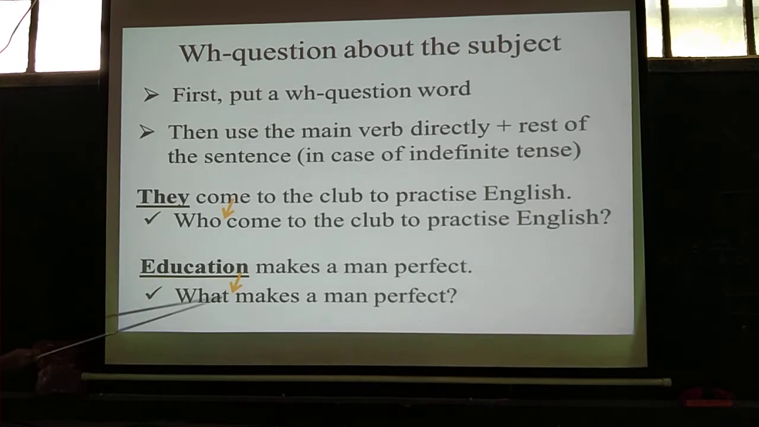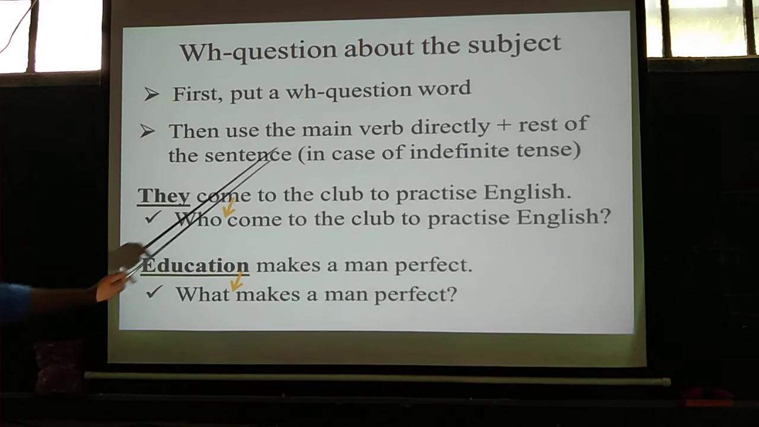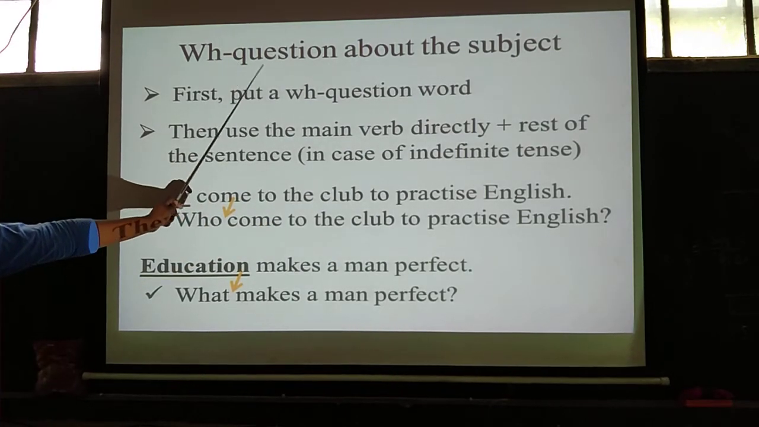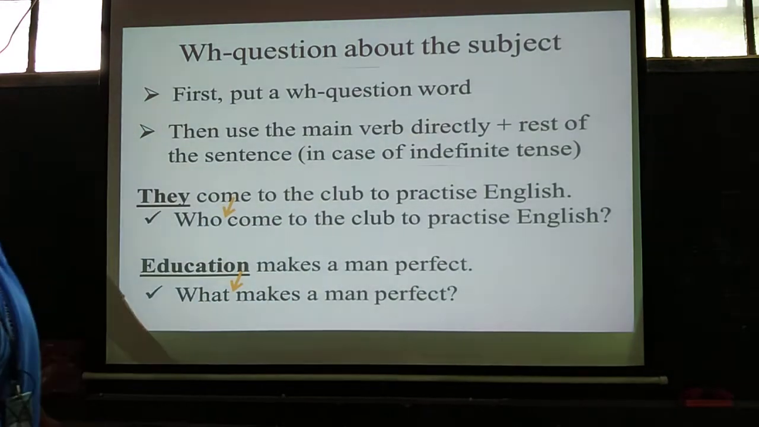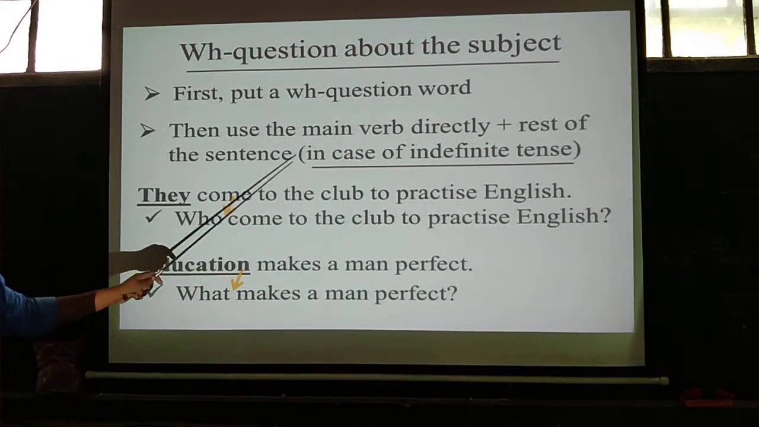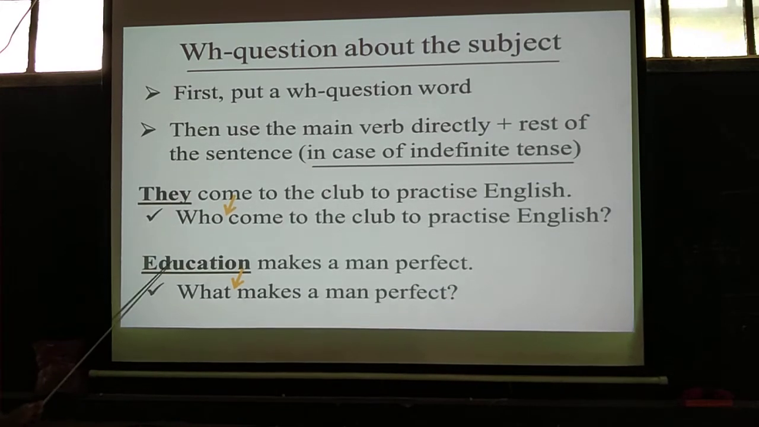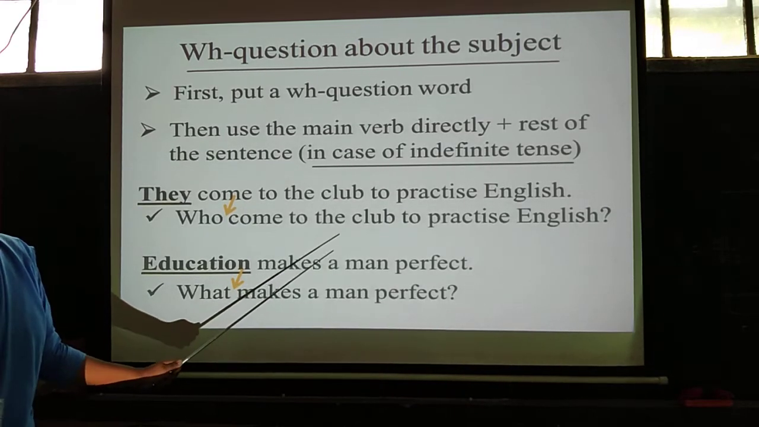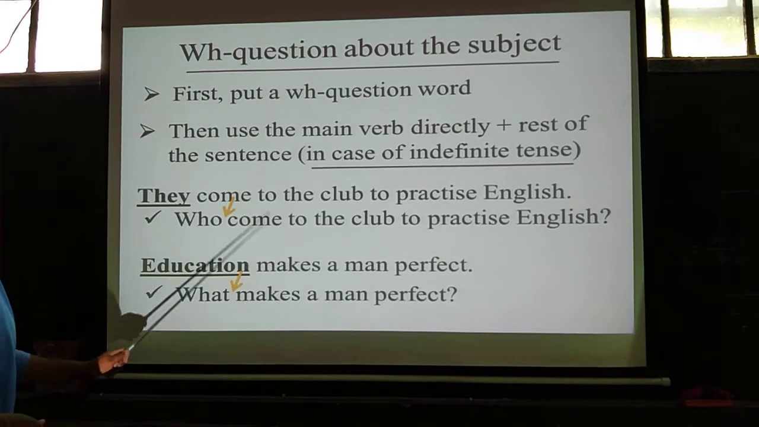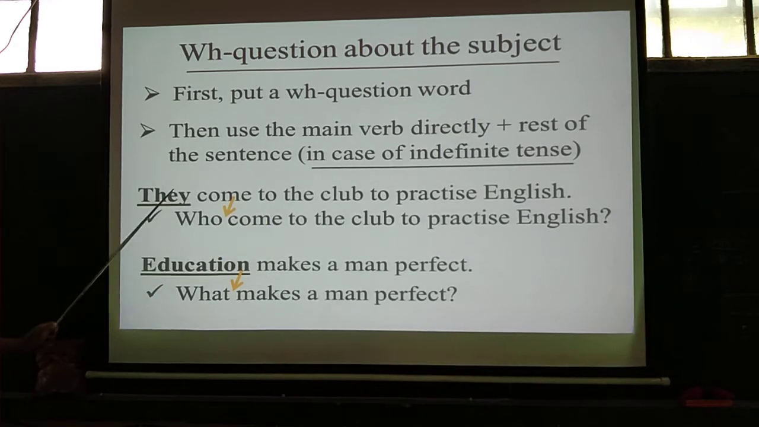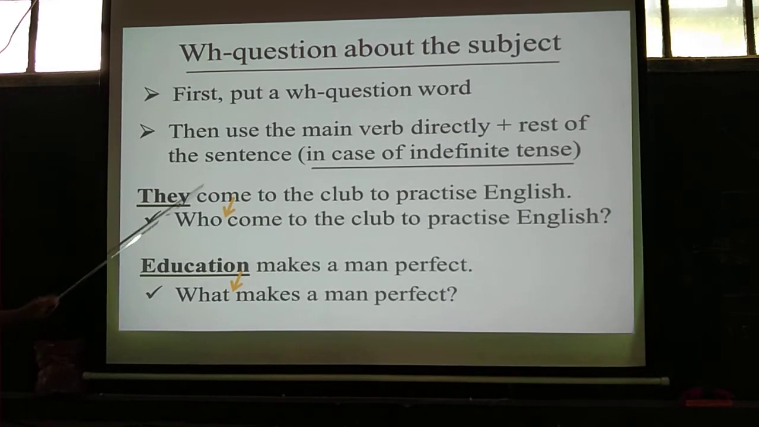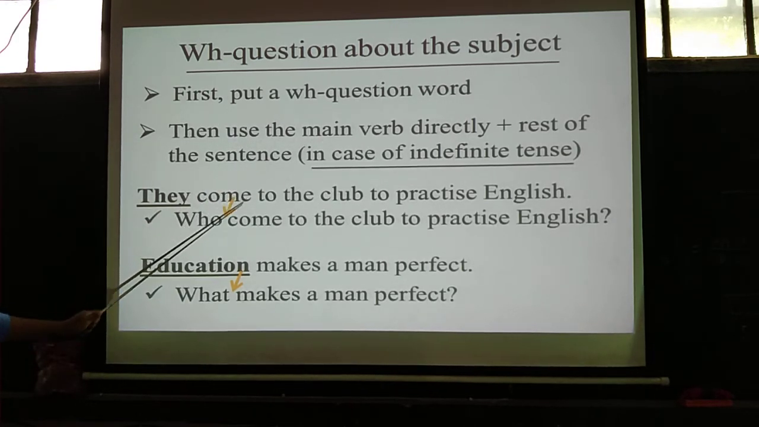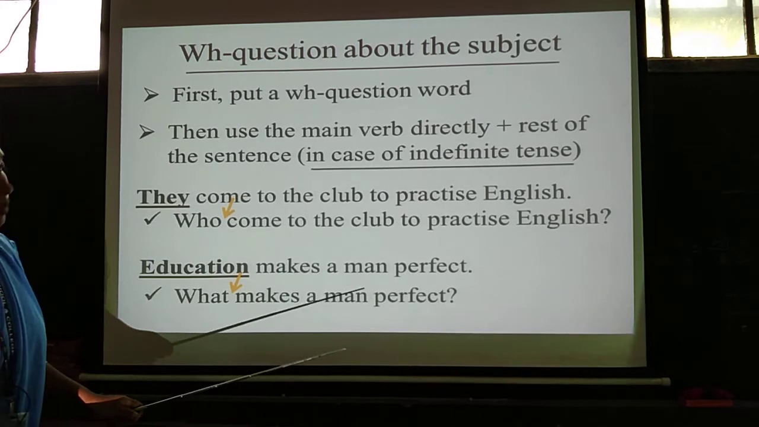Okay, we need not use it, but it is only in case of indefinite tense and when we are asked to make a WH question about the subject. When we are asked to make a WH question with the subject, and when the sentence is in indefinite tense, it can be present indefinite, past indefinite, or future indefinite. In case of indefinite tense, we can just use the WH question word and the main verb directly and the rest part of the sentence. Okay, we need not use any auxiliary verb here.